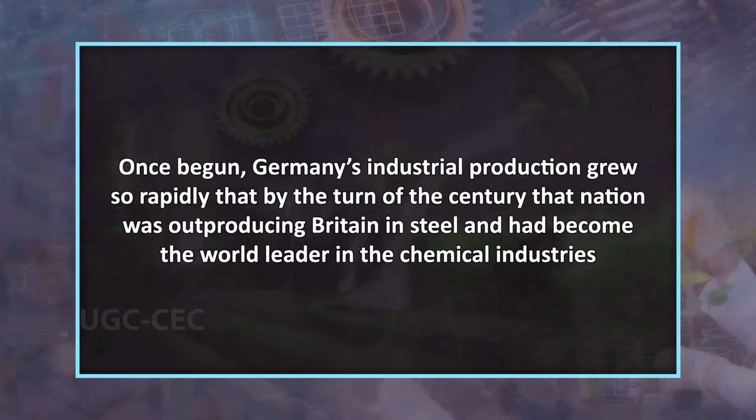Germany, for example, despite vast resources of coal and iron, did not begin its industrial expansion until after national unity was achieved in 1870. Once begun, Germany's industrial production grew so rapidly that by the turn of the century, that nation was outproducing Britain in steel and had become the world leader in the chemical industries.